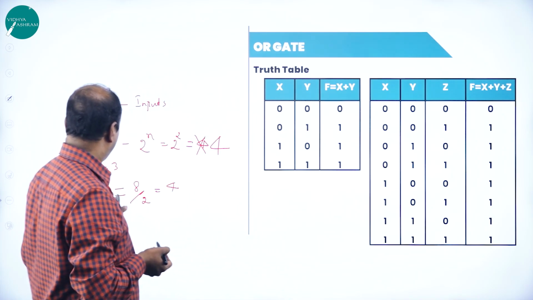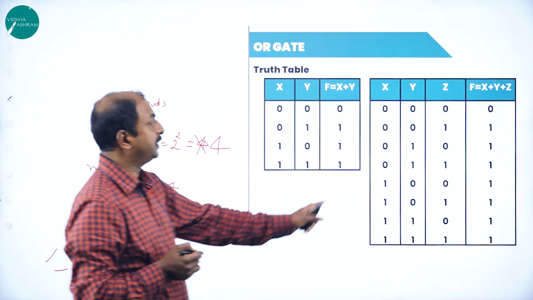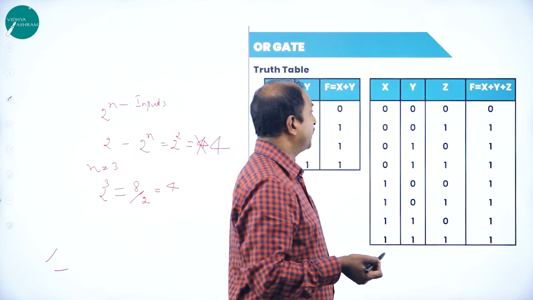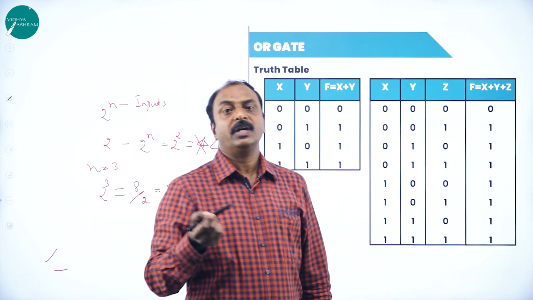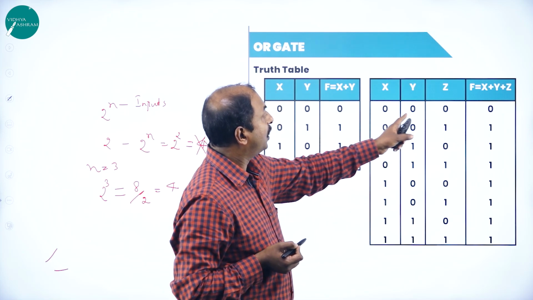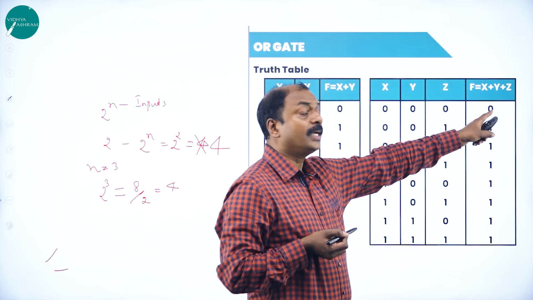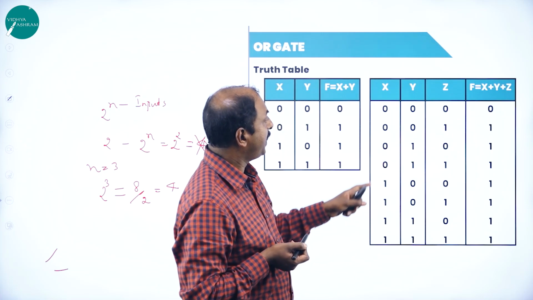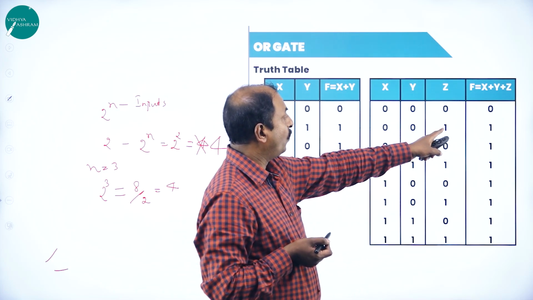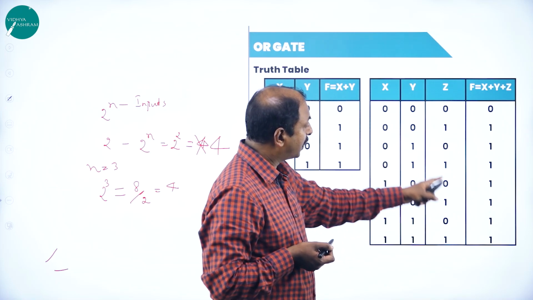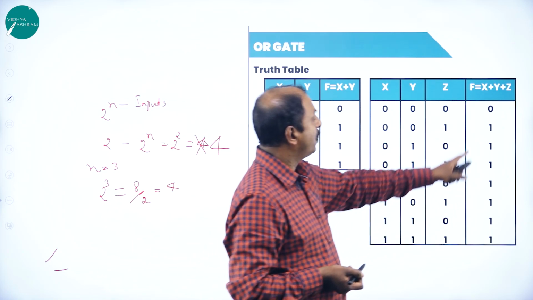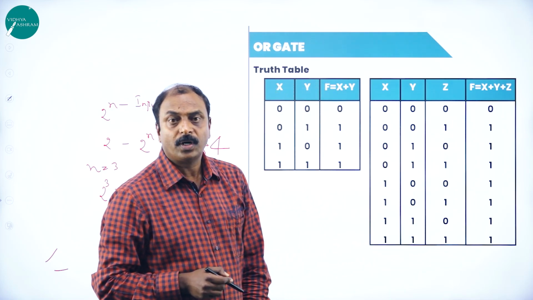If there are 3 variables, there are 8 possible combinations. These are the combinations. And what would be the output of this? The output signal, if you look at it, the definition says that if any one of the inputs is high, the output is high. If you look at this combination, here none of the inputs is high, so the output will always be low, or 0. Similarly, if you look at this combination, here is 1, so the output is 1. So in all the combinations, wherever there is at least one input at 1, the output will be 1. So this is the truth table for OR gate.